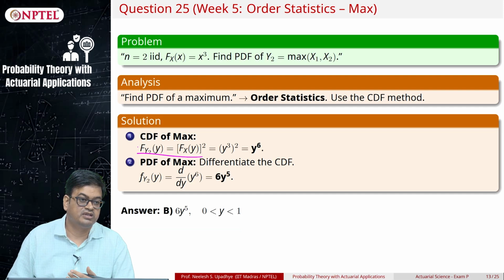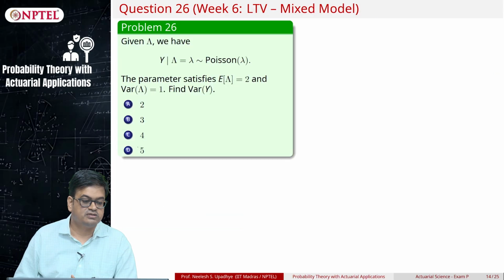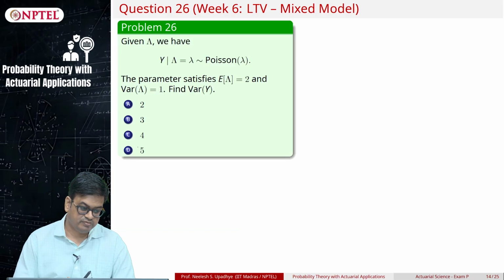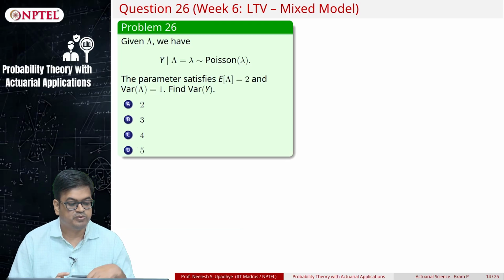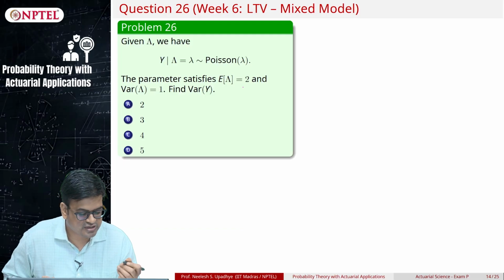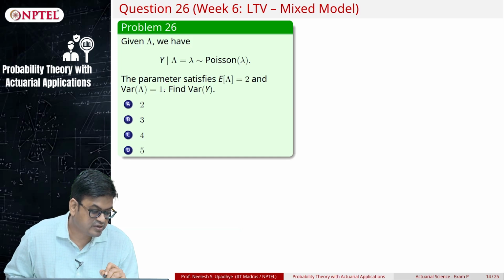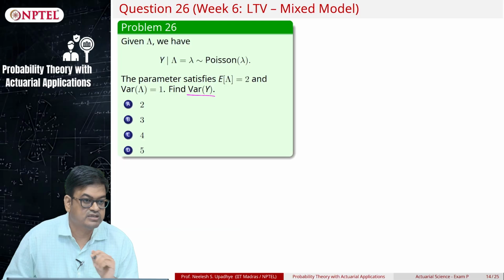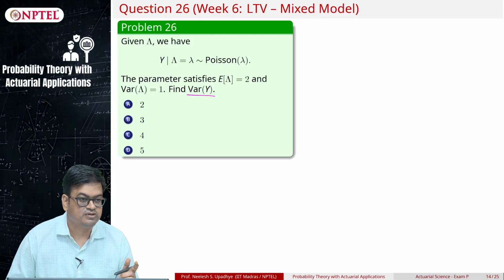Let us move on to the next question, which is related to the law of total variance. Wow. So, given capital Lambda is equal to small lambda, we have Y given lambda is Poisson(lambda). Whenever Poisson comes, you should be on alert that your computation is saved. With the parameter satisfying expected value of lambda equal to 2, variance of lambda equal to 1, you are asked to find variance of Y. So variance of Y, conditional distribution, law of total variance, that is the tool, no other tool exists.